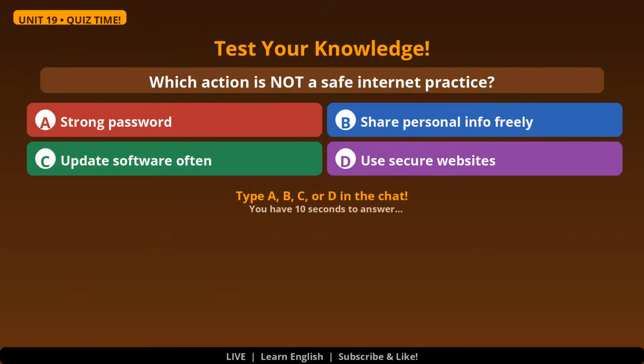Challenge yourself. Here's the question. Which action is not a safe internet practice? Option A, strong password. Option B, share personal info freely. Option C, update software often. Option D, use secure websites. Think about it. Type A, B, C, or D in the chat. You have 10 seconds.